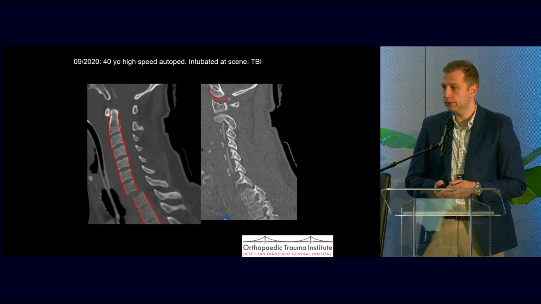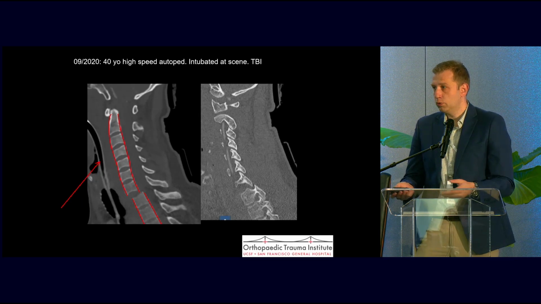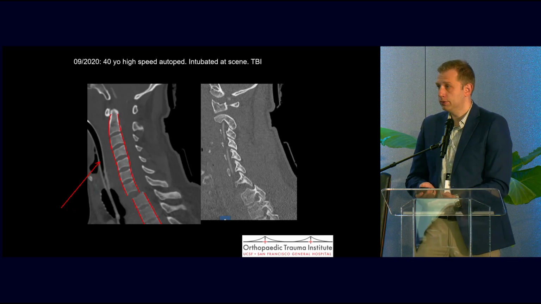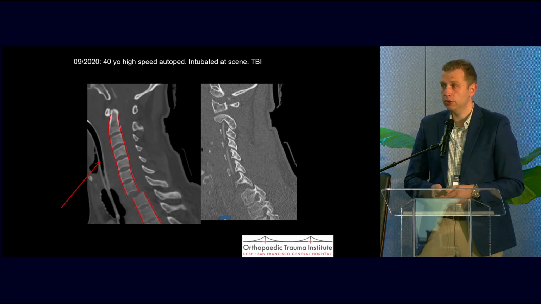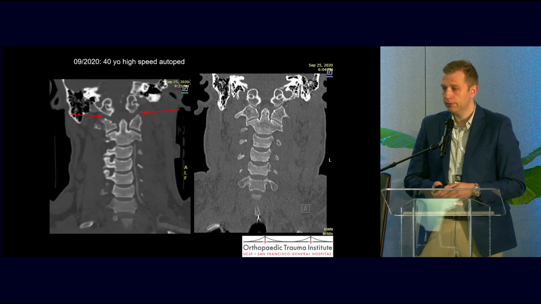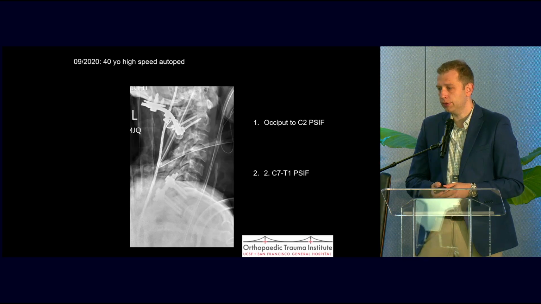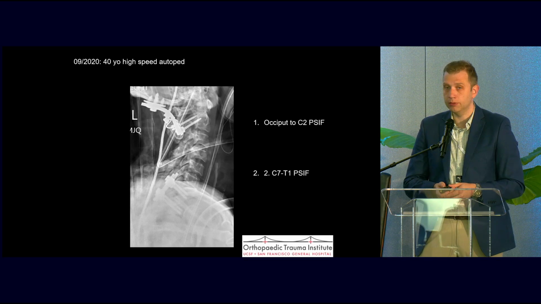You could see the widening of the OC joint. And you could see, even though the patient's intubated, he does have soft tissue swelling, but again, he's intubated, so you don't know if that soft tissue swelling is from the injury itself or from the intubation, but I always assume it's real and look closely. And you also have widening of the OC joint on the coronal view. But a couple hours later, he got a repeat CT and it closed down. Again, these are dynamic injuries, and this shows somewhat of how unstable these injuries are. And so he got an occiput to C2 fusion as well as C7 to T1 PSIF.